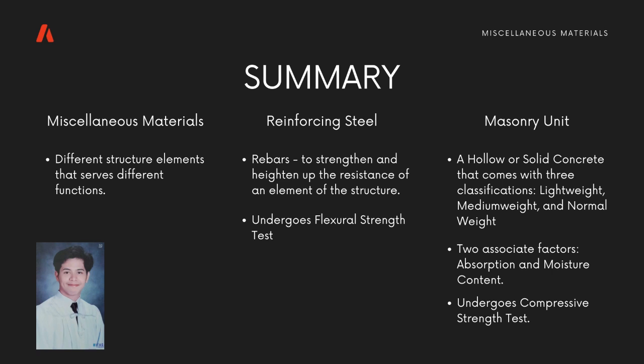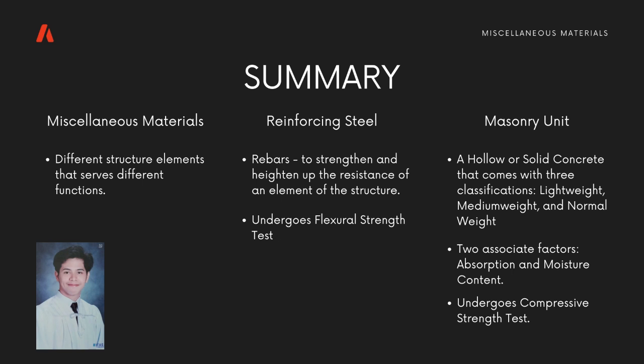Summarizing our topic, the term miscellaneous materials refers to the different elements within a structure that also have different properties and functions. Next, the reinforcing steel, which is usually called rebars. The main idea of reinforcing is to use steel to strengthen or heighten the resistance of a structure, for example walls, beams, columns, and etc.